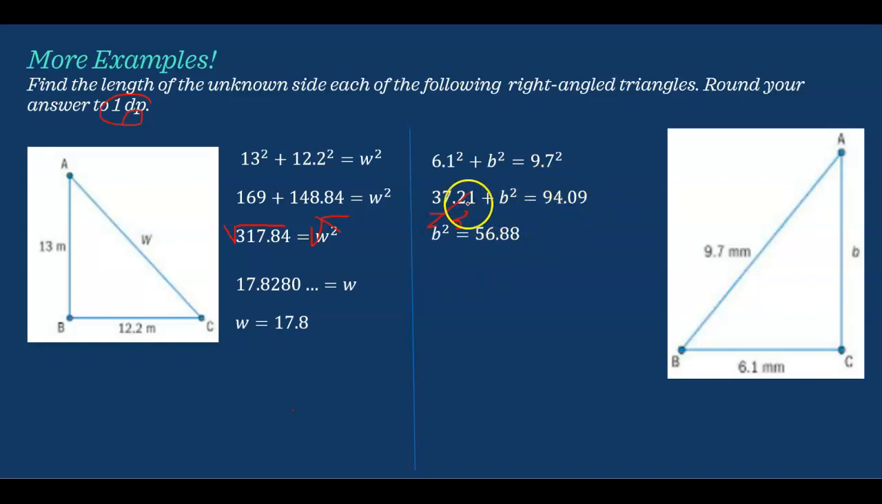94.09 minus this number is 56.88. But it doesn't say b equals, it says b squared equals. So we'll take the square root of both sides. That'll cancel out the squared, which leaves me with b by itself. And the square root of 56.88 is 7.541888, and so on and so forth. But we only want to round to one decimal place. So my side length b is 7.5.